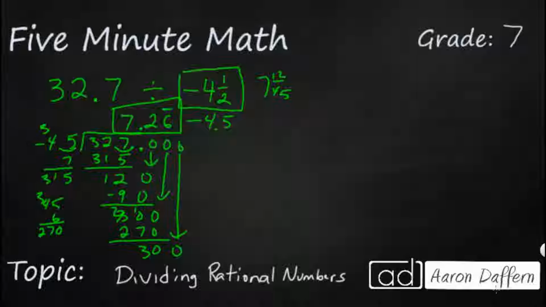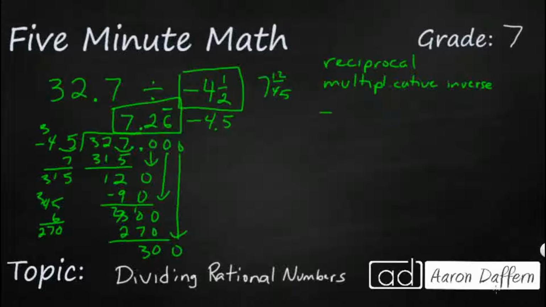Now, what is another way I can do that? Well, I could use the reciprocal. Now, the reciprocal, remember, is the multiplicative inverse. So that means I need to find the reciprocal or the multiplicative inverse of this -4.5, because I don't really want to divide. I want to multiply, because multiplying fractions is pretty easy. So the multiplicative inverse of -4.5.